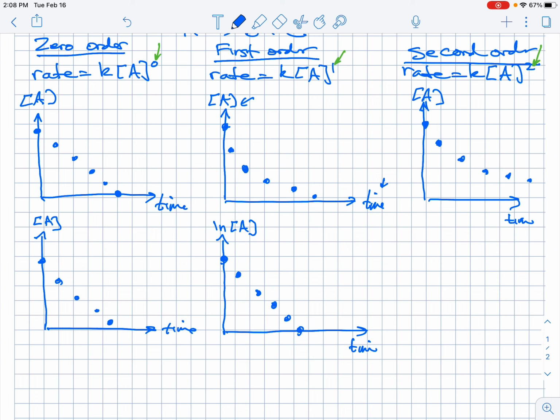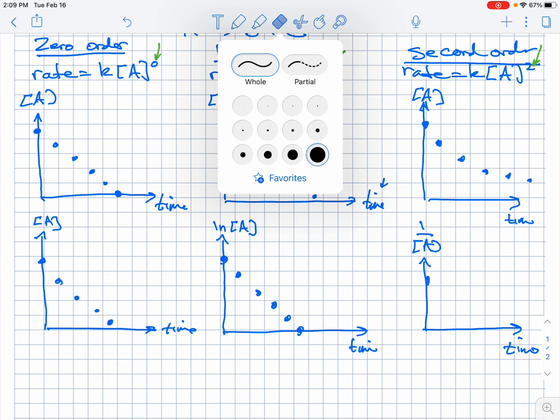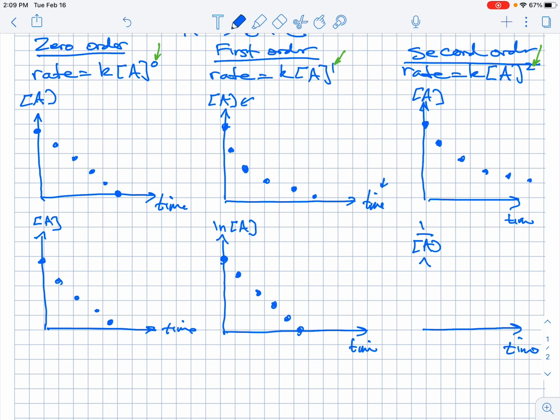And if you're graphing a second order reaction, it turns out you have to graph 1 over the concentration of the reactant versus time. That will give you a straight line. This one actually goes up. So this one will look like this for second order.